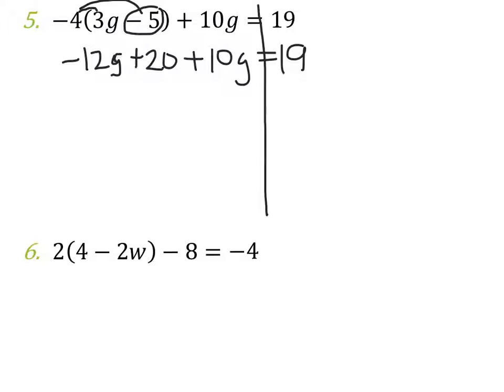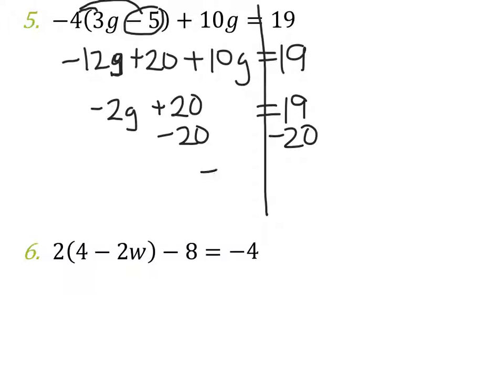And even though this isn't the best looking g there, I do have 2 like terms. I have a negative 12g and I have a positive 10g that I can combine. So if I spend $12 and I have $10, I'm still going to owe $2. So negative 2g plus 20 equals 19. Now I'm on to my 2-step problem, and I have an add 20, so I need to subtract 20. I get negative 2g equals negative 1, and then I have negative 2 times.